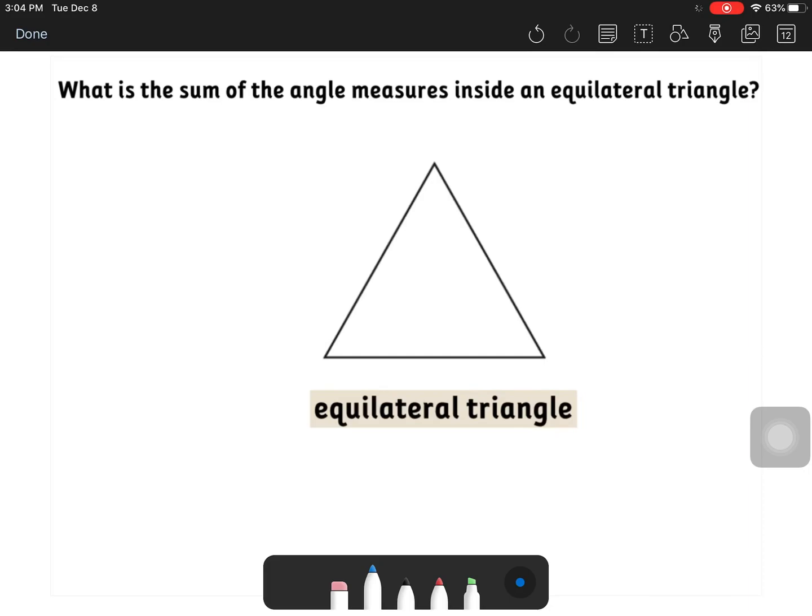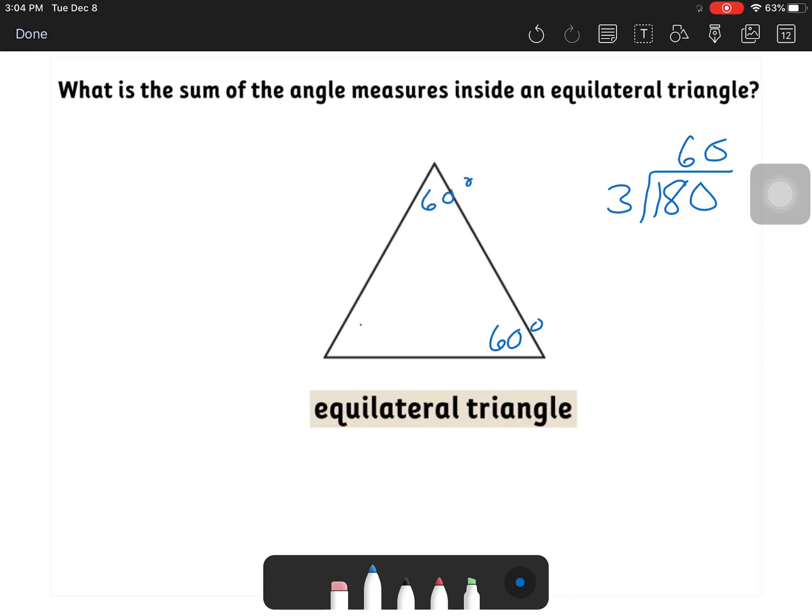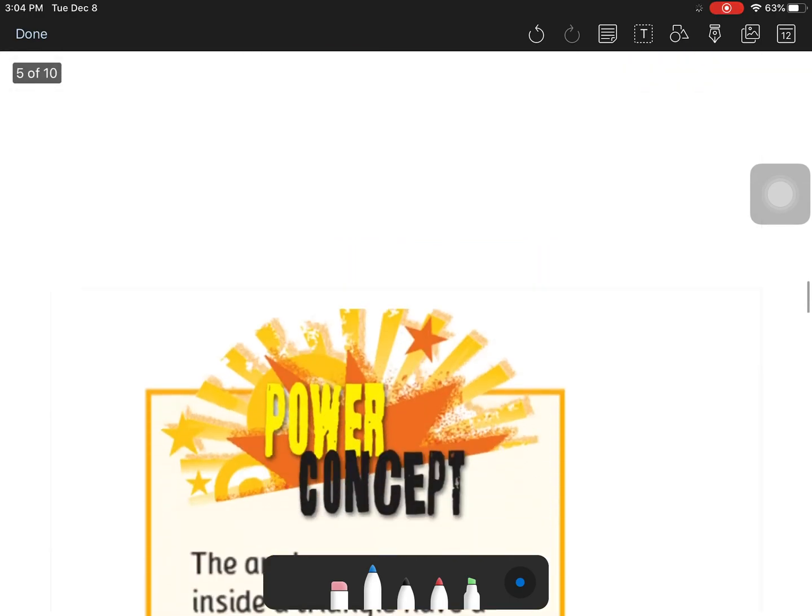What's the sum of the angle measures inside of an equilateral triangle? Okay, well, what we're going to find is that any triangle, when you add the angles inside, they add up to 180. Okay, now if we have an equilateral triangle where all the sides are the same, then our total of 180 again gets divided equally by 3, and we just did that and saw that it was 60. So we get 60 degrees for each angle inside of an equilateral triangle. Okay.